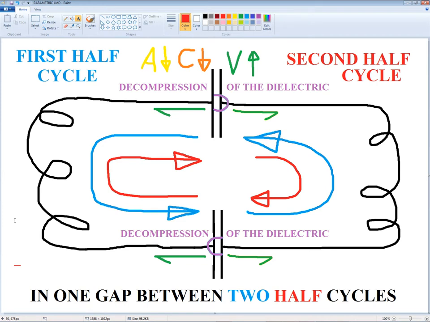Now, where did I put everything? The second half cycle, traditional, comes out. That means... No, wait. Positive went in. So now positive has to be on this side. That means negative is down here, right where I put it.